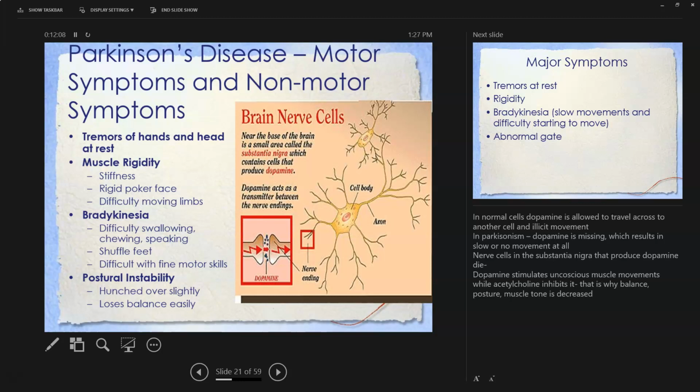Parkinson's disease is another serious disease. It has motor symptoms and non-motor symptoms, and it is a progressive disease. The first thing you usually see is someone who has tremors of the hands and head at rest, and muscle rigidity, then it becomes stiff. They can get a poker face, difficulty moving their limbs, bradykinesia, difficulty swallowing, chewing, or speaking. They then start shuffling their feet. They have difficulty with fine motor skills and their posture. They're hunched over and they lose balance.